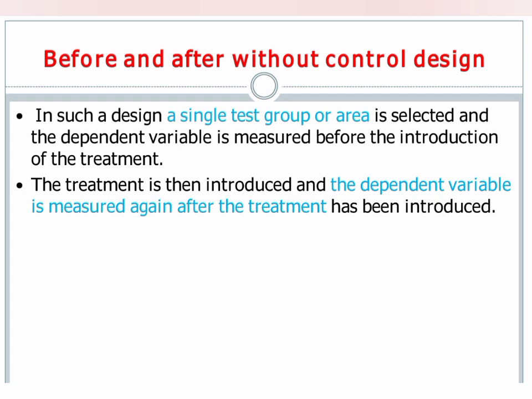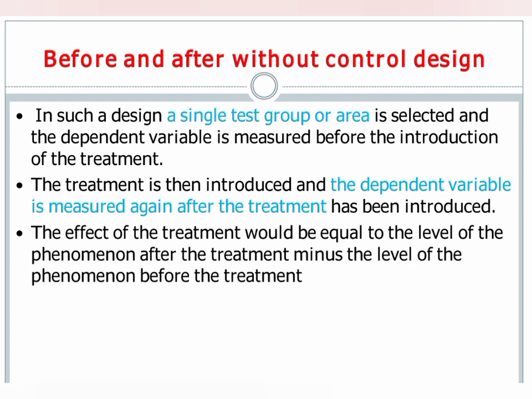Okay, and we are going to see the treatment effect by subtracting the test group before and after the treatment. The effect of treatment would be equal to the level of the phenomenon after the treatment minus the level of phenomenon before the treatment. Okay, so before and after without control design. So here we are not having any control area. We are having only test group or area.